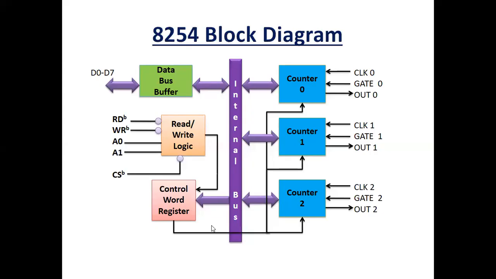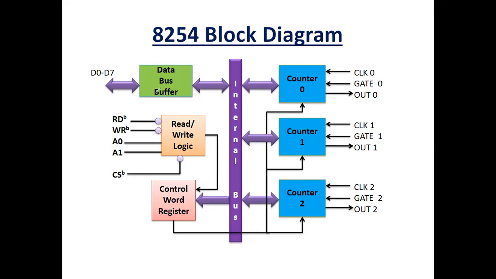Hello everyone. In the last lecture, we have seen the internal block diagram of the 8254 IC. Have a quick revision of the architecture of this IC. Basically, this consists of three counters: counter 0, counter 1, and counter 2. And all these counters work independently but have a similar type of organization.